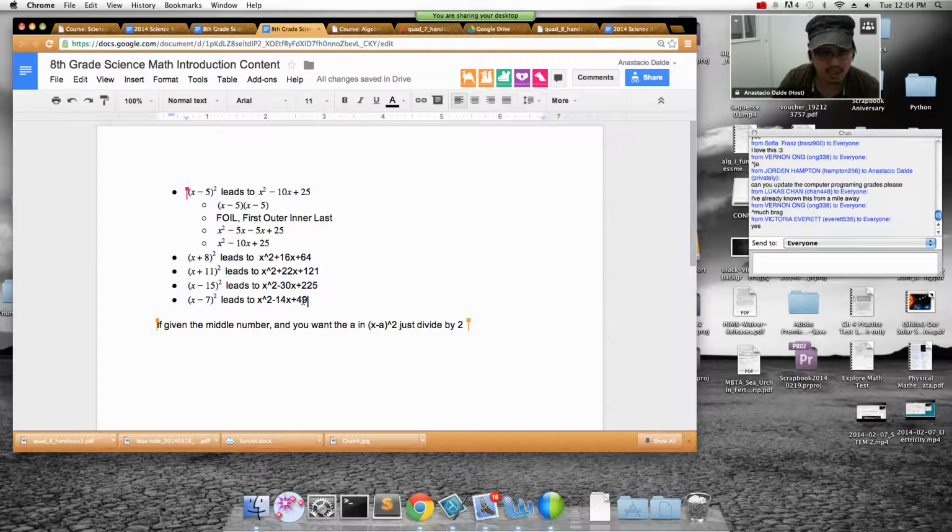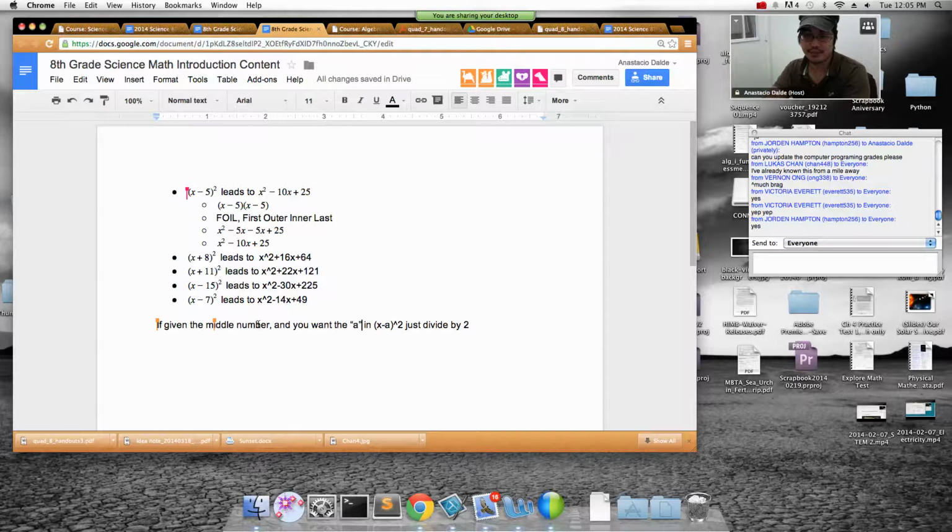In this trinomial, because it's called a trinomial because there's 3 parts to it, if I'm given the middle number, like negative 14, and I want to figure out what the a in x minus a is, that number that's supposed to go there, I just take the middle number and divide it by 2. Are we cool? You good? All right, cool. And that's not even hard.